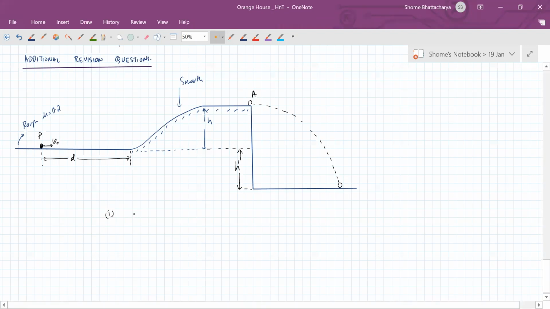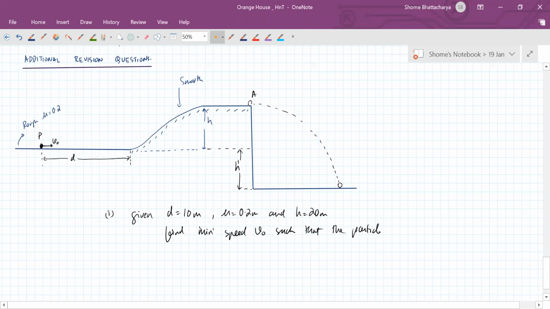So first part, given that d is equal to 10 meters, mu is equal to 0.2, and h is equal to 20 meters. Find the minimum speed v naught such that the particle may reach the point E.